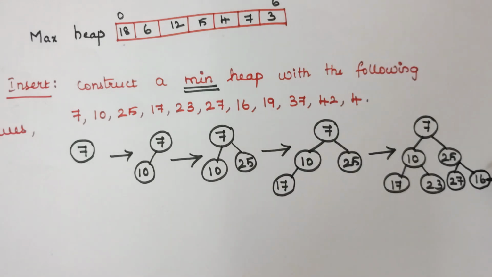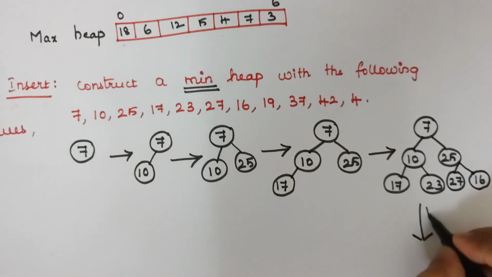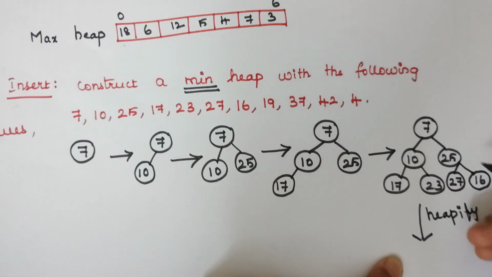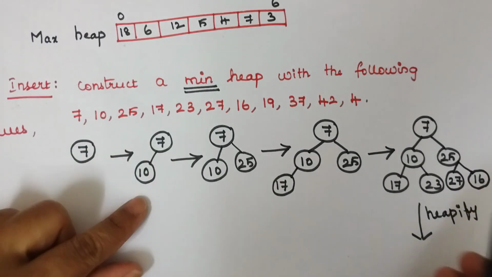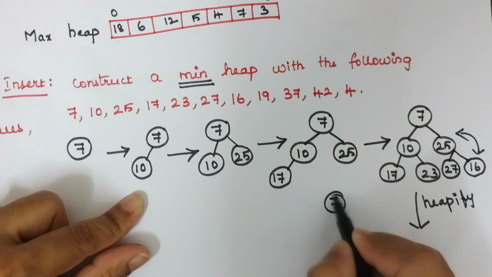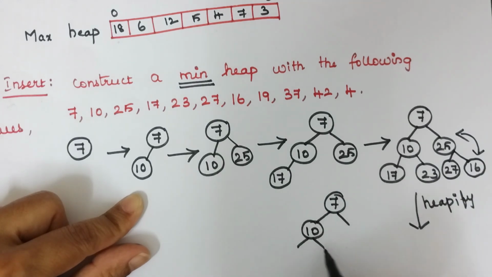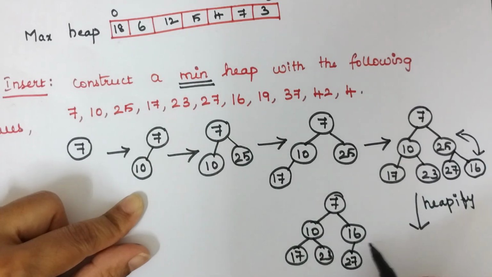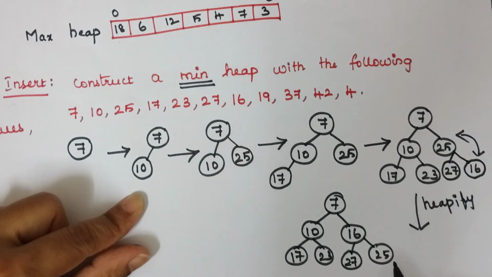If it is not satisfying the property, then you need to perform the heapify operation. In this heapify operation, we will be swapping the child node value and the parent node value, because it is not satisfying the minimum heap order property. So after swapping, what would be the structure of your heap tree? It will be 16, with 27 on the left side as it is, and on the right side we have swapped 16 with 25, right?